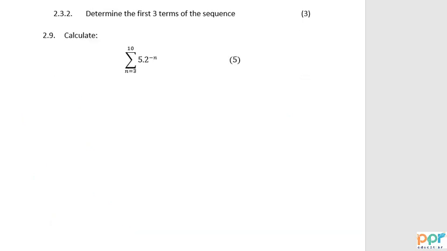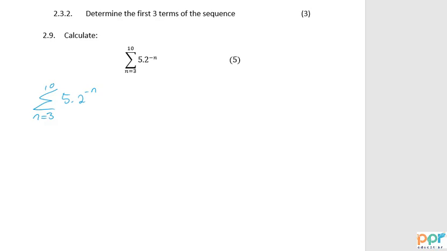The next question, it says we are given the sigma notation for a sum, from n equals 3 up to the 10th, n equals 10. For this, we've got 5 times 2 to the power minus n.